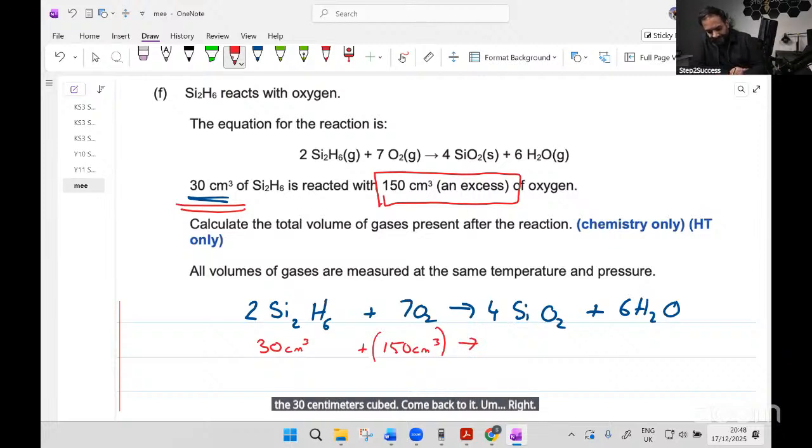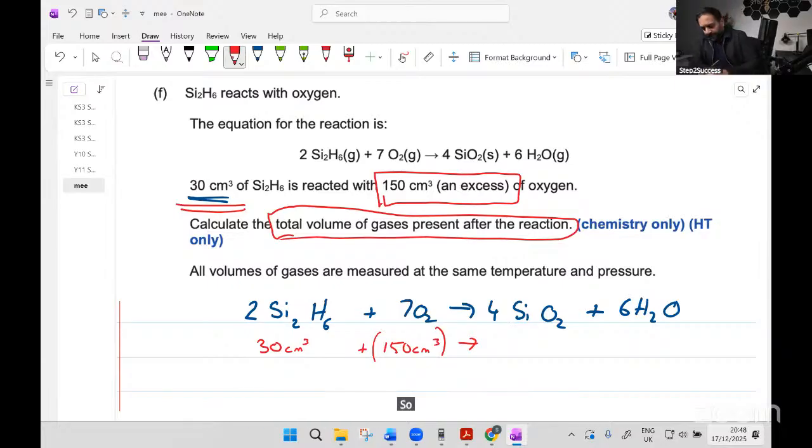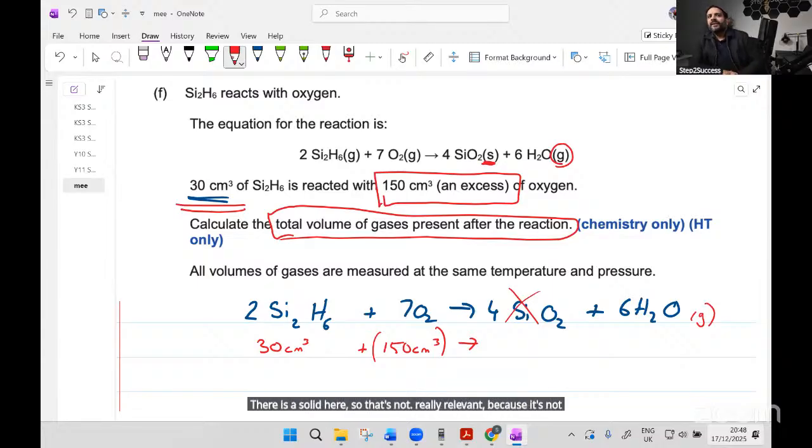Right. It says calculate the total volume of gases present after the reaction. This is a weird question, but it's a good one to finish with. The total volume of gases present. So we know in the question that there is a gas here. There is a solid here, so that's not really relevant because it's not going to be a gas. We have a gas here, and we have a gas here.